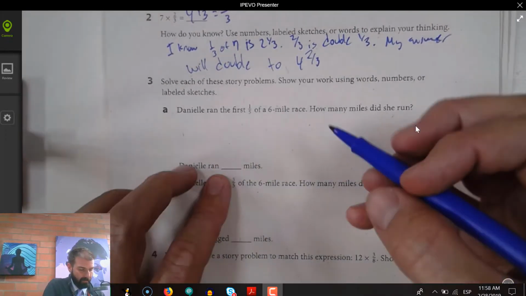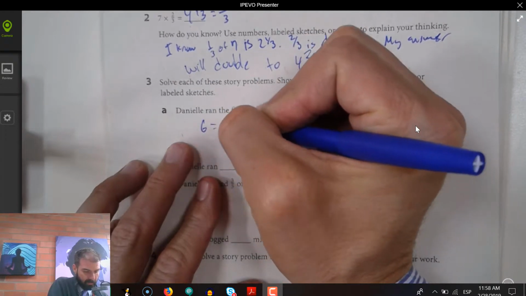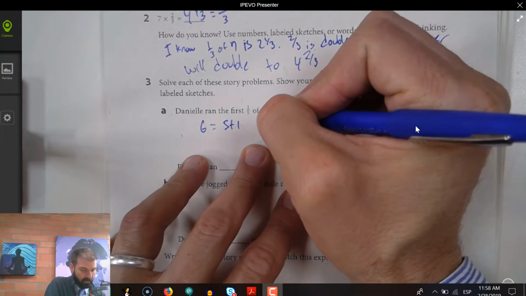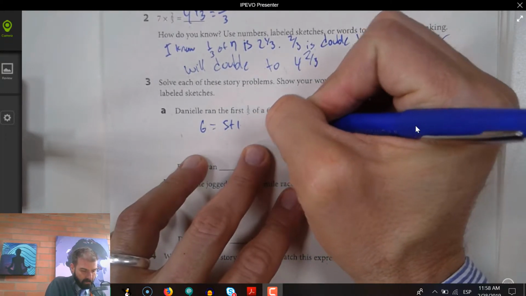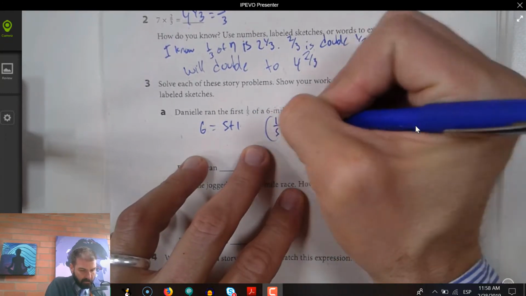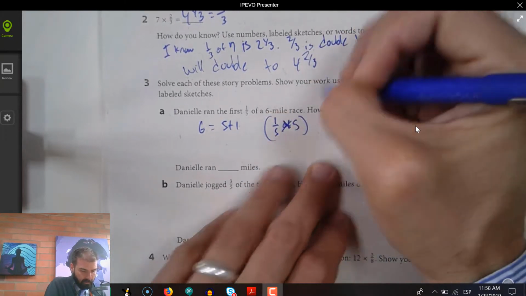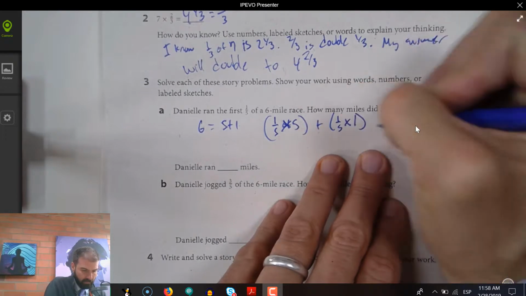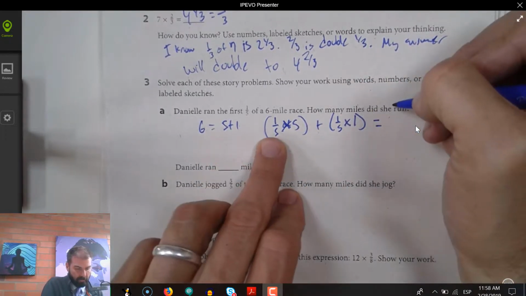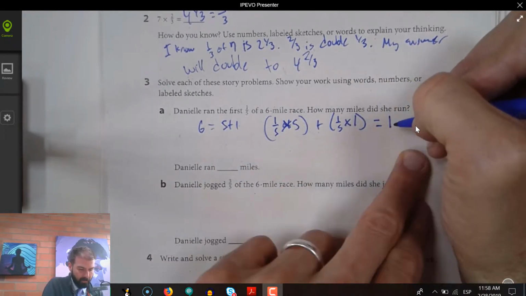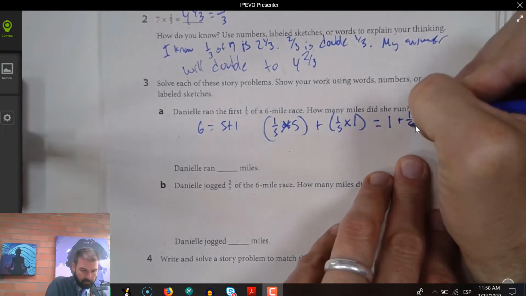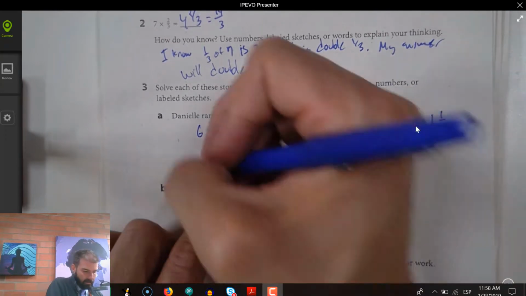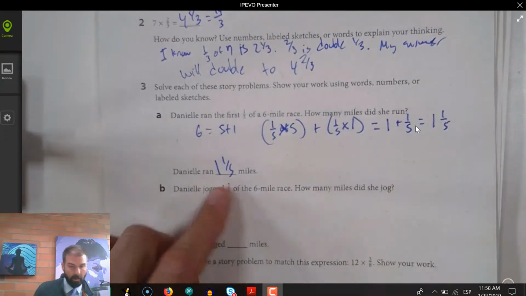So if I knew, okay, 6 equals 5 plus 1. So I can say 1/5 of 5, plus 1/5 of 1. 1/5 of 5 is 1. 1/5 of 1 is 1/5. So my total is 1 and 1/5. So Danielle ran 1 and 1/5 of a mile.